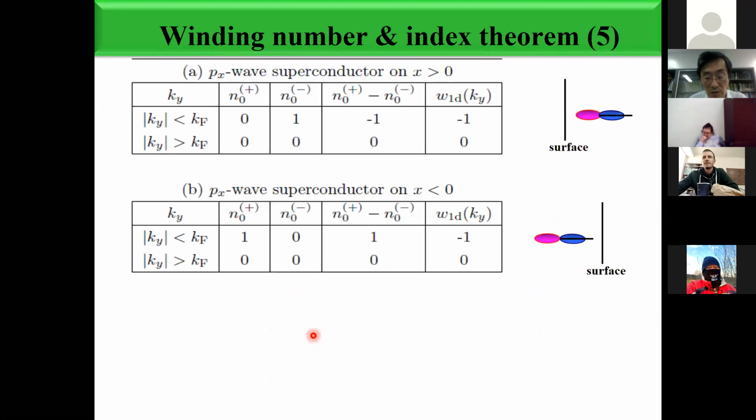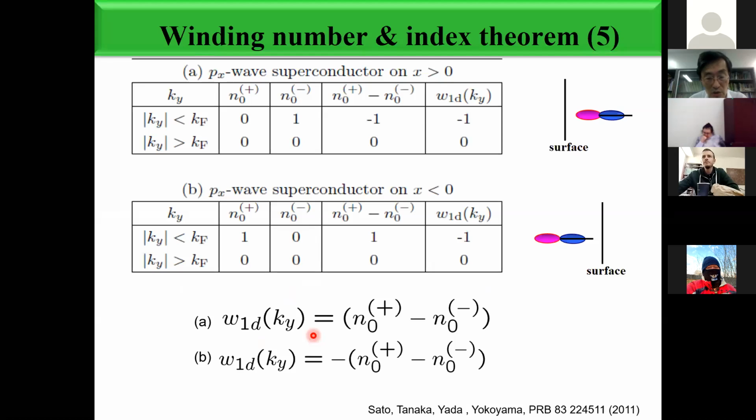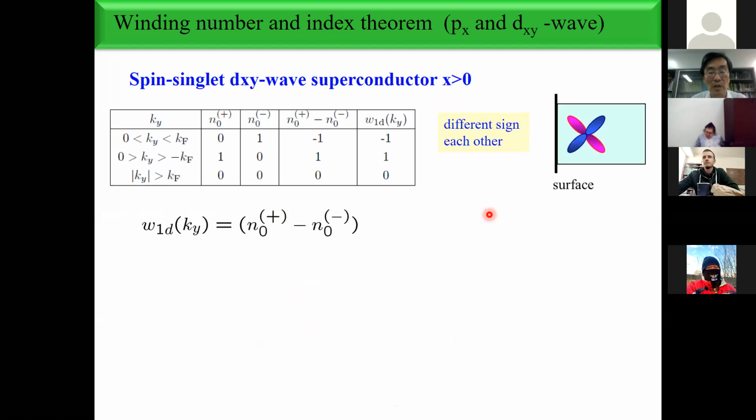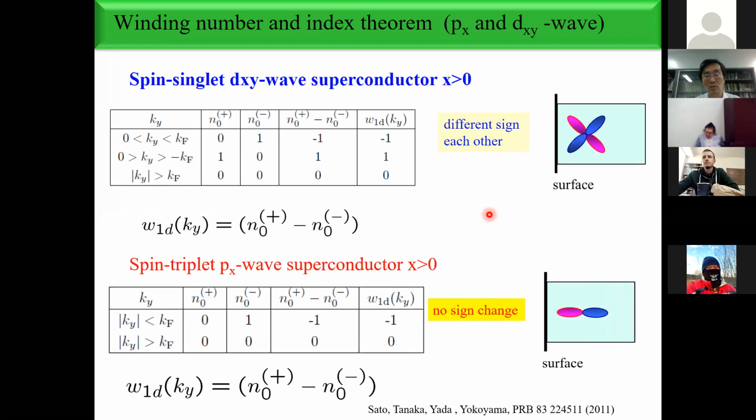And in the P-wave case, we can check that this index theorem is satisfied when the superconductor is located for positive x and for negative x. So it's okay that such a relation is satisfied. Then we would like to summarize. If the superconductor is located at positive x, we can satisfy the index theorem like that, both for the D-wave case and the P-wave case. But there are big differences between the two.